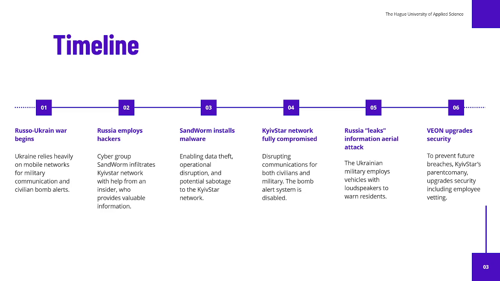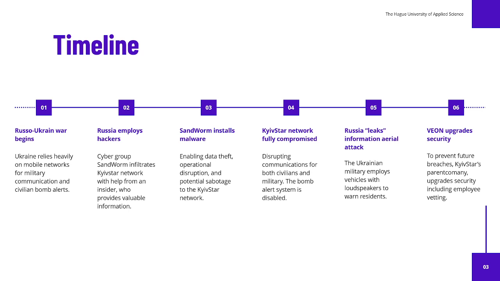With this insider assistance, Sandworm successfully installed the Black Energy 3 malware, granting them remote control over the network, allowing for data theft and disruptions of operations, including critical infrastructure. The consequences were severe, causing a total disruption of Kyivstar's services and affecting both civilian and military communications. One of the devastating aspects of this attack was the disabling of Ukraine's bomb alarm system, which left civilians vulnerable to potential aerial attacks.